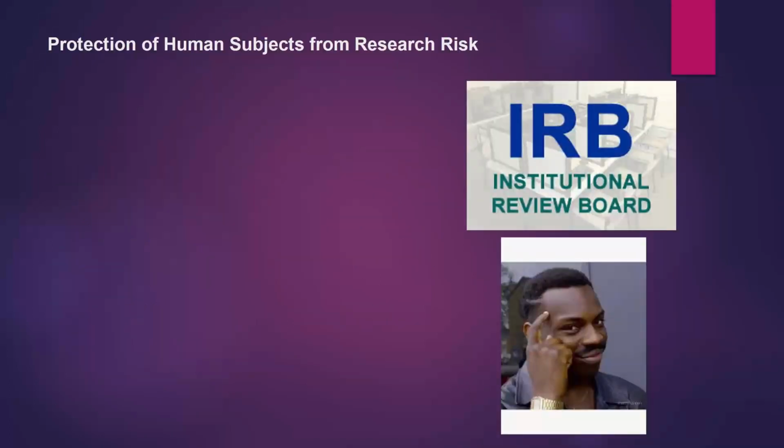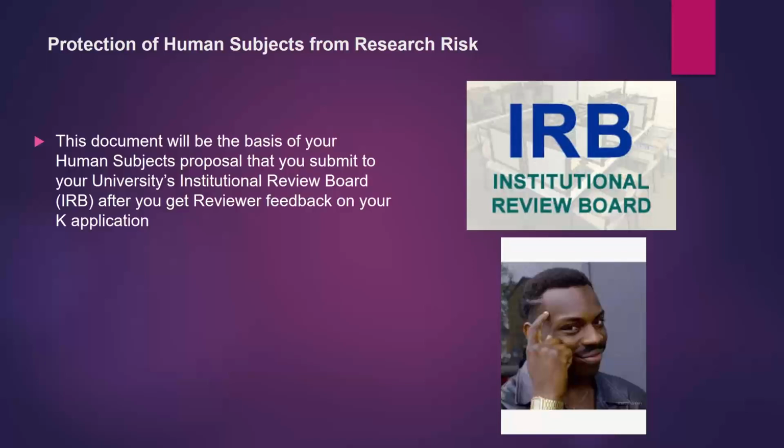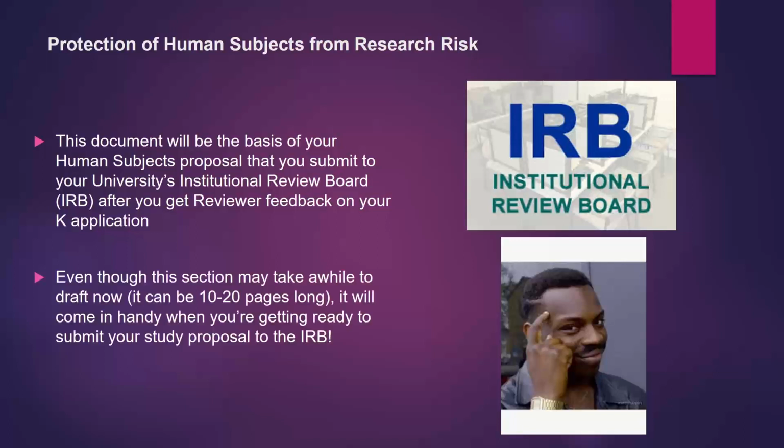This entire document, the protection of human subjects from research risk, will be the basis of your human subjects proposal that you submit to your university or institute's Institutional Review Board, or IRB, after you get reviewer feedback on your K application. So even though the section may take a while to draft now, it can be about 10 to 20 pages long. It will come in handy when you're ready to submit your study proposal to the IRB.